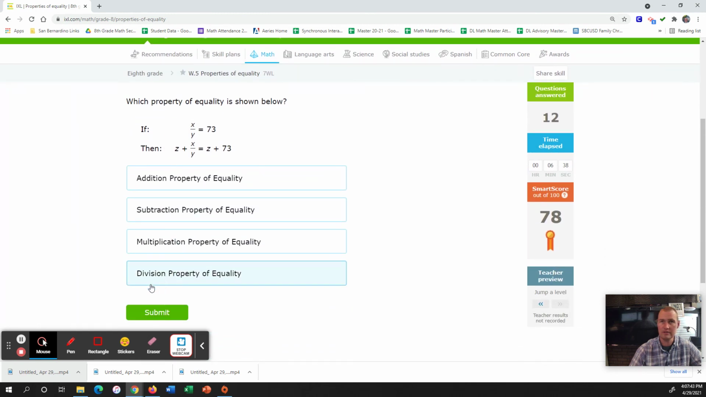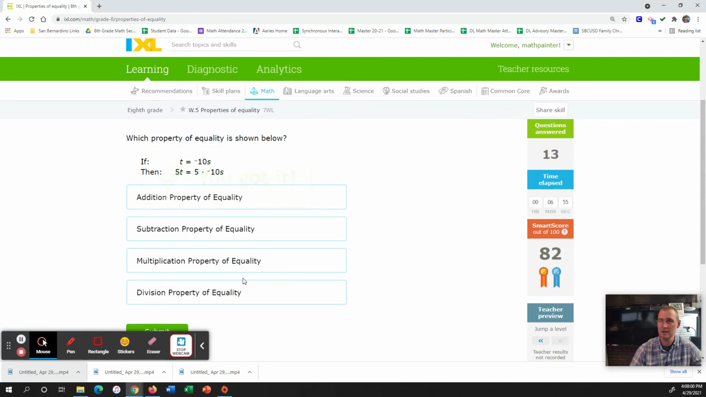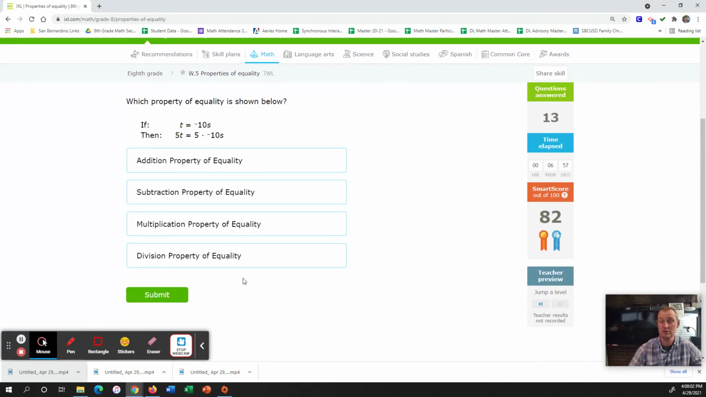All right, we're at smart score 78. One more question. Hit this thing out of the ballpark. What is the change? We got x divided by y equals 73. Well, they are very creatively adding z. So notice that z is added on both sides. This would be addition property of equality, taking us up to a smart score of 82.